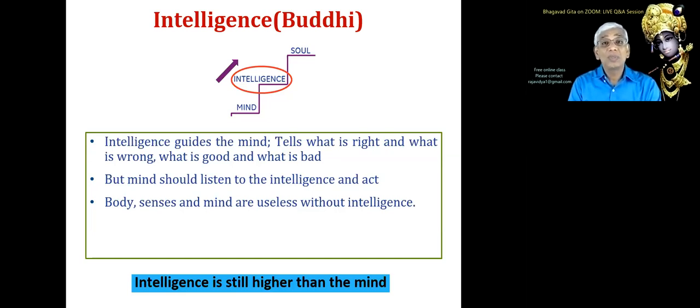We will lose intelligence when we focus on the sense objects, if we think about the sense objects. Dhyayato visayan pumsah sangas tesupajayate, sangat sanjayate kamah, kamat krodho 'bhijayate, krodhad bhavati sammohah, sammohat smrti-vibhramah, smrti-bhramsad buddhi-nasho, buddhi-nasat pranasyati. So buddhi-nasha means we will lose the intelligence.